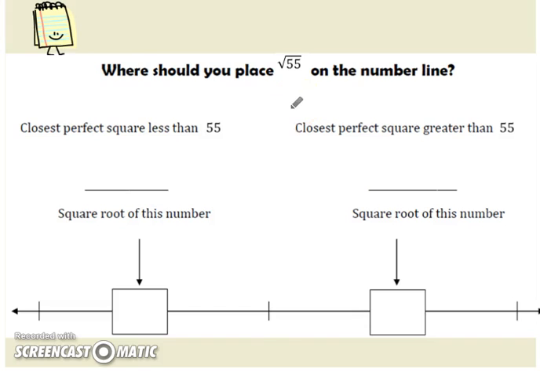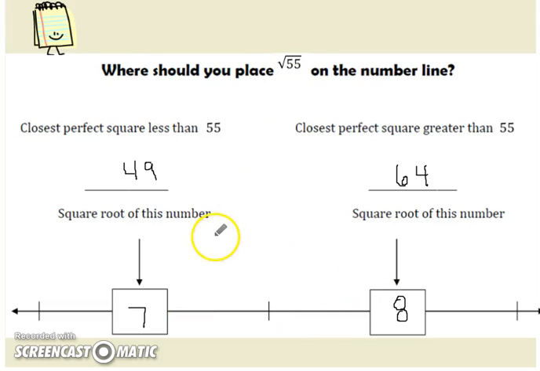So thinking about our perfect squares, I know 6 times 6 is 36. 7 times 7 is 49. And then 8 times 8 is 64. Well, 55 falls between those two. So the perfect square less than 55 would be 49. And the square root of that number is 7. And the perfect square greater than 55 is 64, because I multiply 8 times 8 to get 64. So 8 would be my integer. So I know that the square root of 55 has to be between 7 and 8.